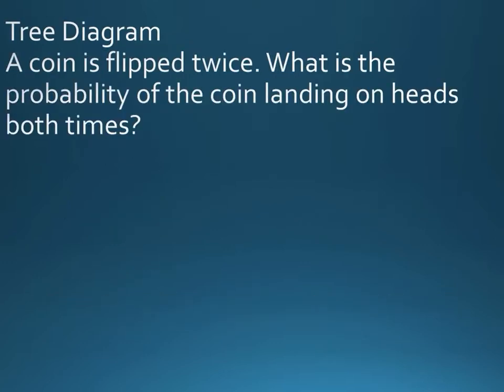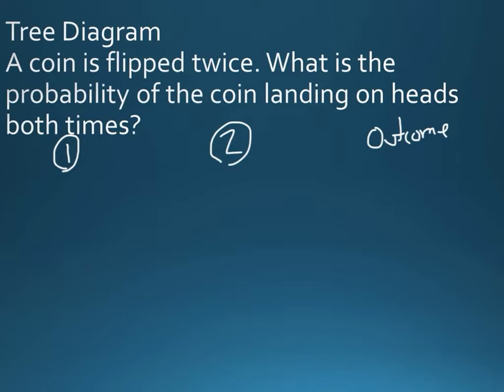A tree diagram. I'm going to show you how we figured this out. A coin is flipped twice. What is the probability of a coin landing on heads both times? We have a couple different things happening. We have our first flip, then our second flip, and then we have our outcome. We're flipping two coins: coin number 1, coin number 2, and then our outcome.